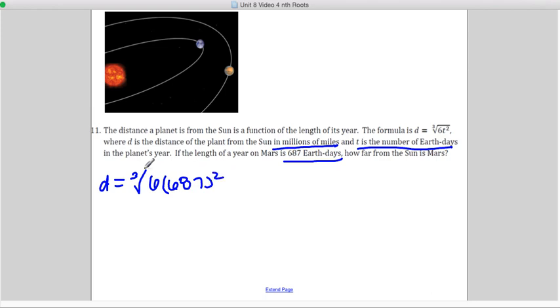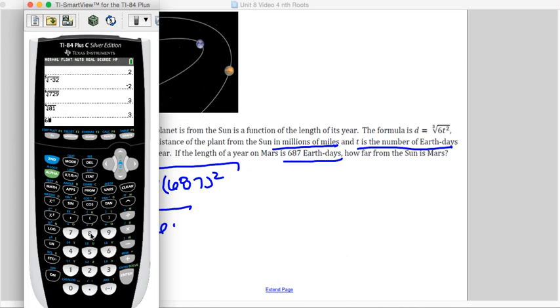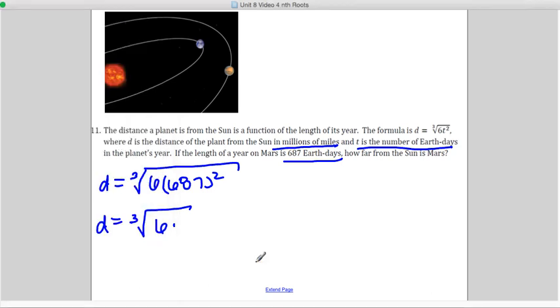687 squared. Okay, first thing we need to do is rules of exponents, order of operations, which says parentheses. Well, there's nothing inside of here, so then it's exponents. So I have to square this first. So it's the cubed root of 6 times 687 squared. 471,969.